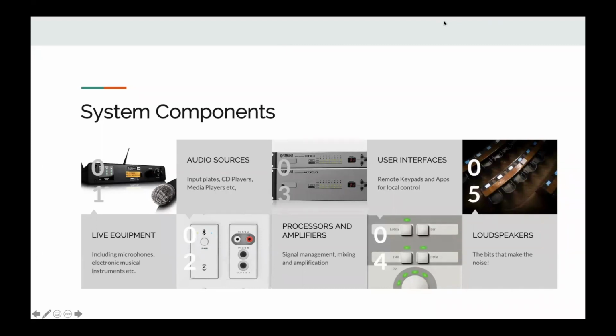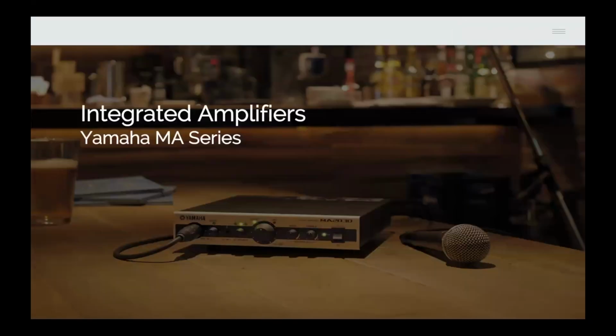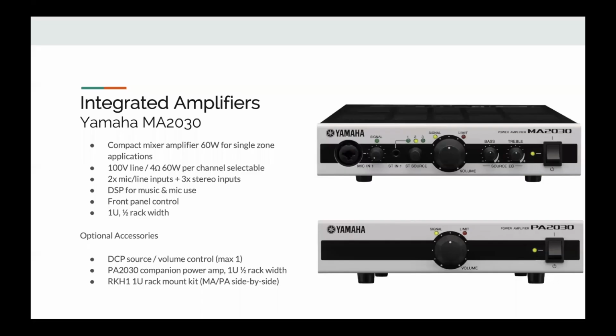Moving on to system components. Those comprise live equipment, audio sources, processors and amplifiers, user interfaces, for example, keypads, volume control, and apps, and finally, loudspeakers, the bits that make the noise. So I'm going to start with the Yamaha MA series of amplifiers, and these are really versatile, inexpensive amplifiers that give you a great turnkey solution for those smaller applications like bars and coffee shops.